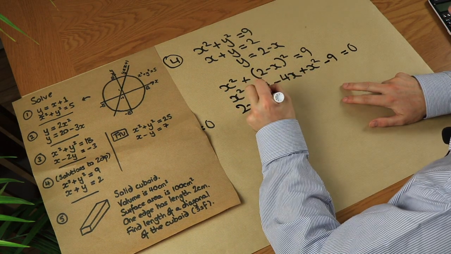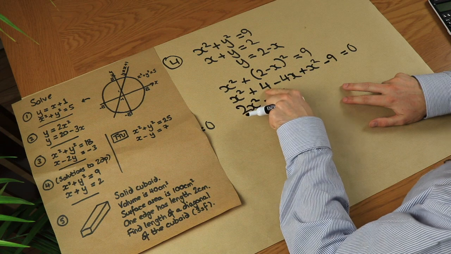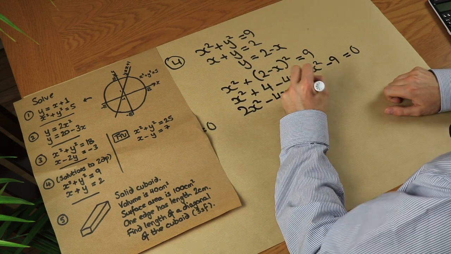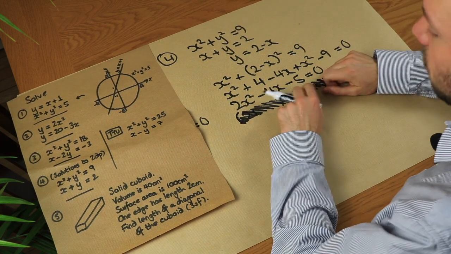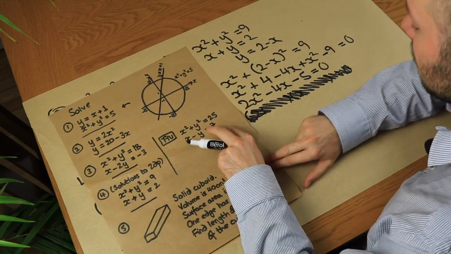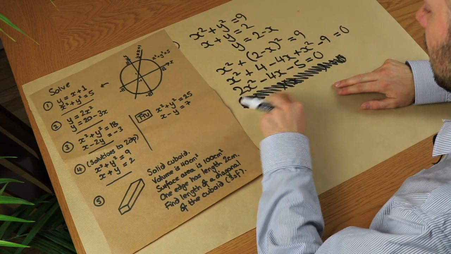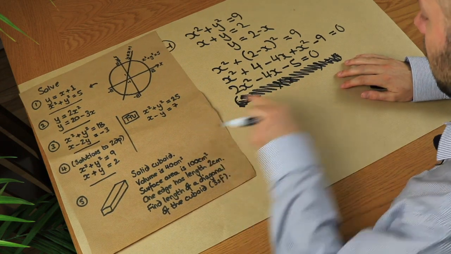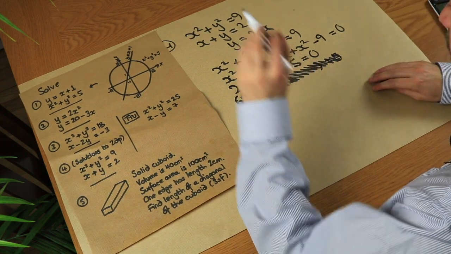I've got minus 4x, and 4 minus 9 is minus 5. Now we've got a quadratic equation which we need to factorize. But we saw earlier that it said solutions to 2 decimal places. That suggests we're not going to be able to factorize it nicely. So we're going to use the quadratic formula. We're not going to factorize it as I initially attempted to do here.